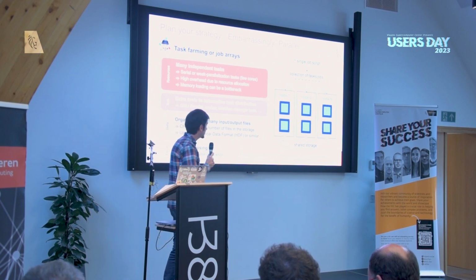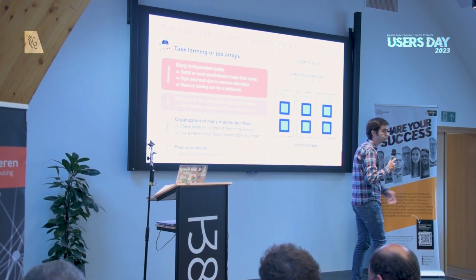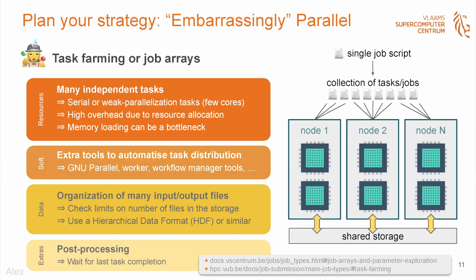Another case is kind of the opposite. That's what we call task farming or job arrays. Those are applications where there's not a lot of parallelization. So you carry out tasks with some software that works on a few nodes, on a few CPU cores, I mean, 2, 3, 4 cores, but you have many of them.